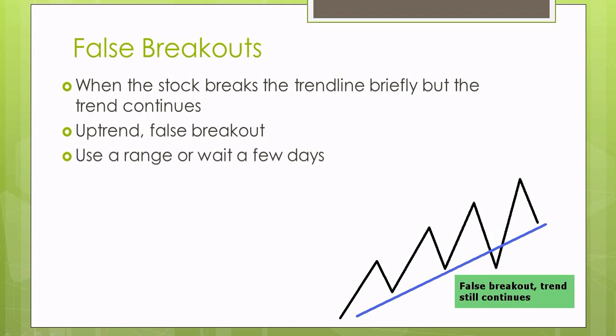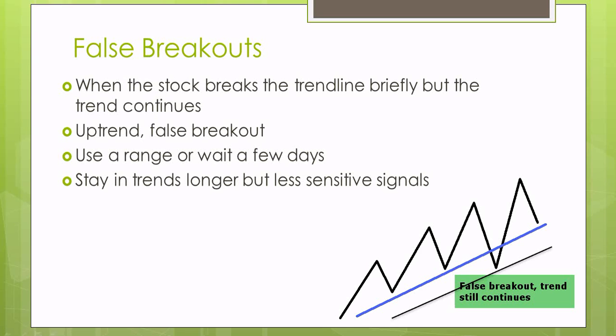One way to counter false breakouts is to use a range instead of just a single line to act as a signal in which the trend is changing. Another way is to wait for a few days after the trend line is broken to confirm that the breakout is valid. So what I mean by using a range is, rather than just taking the breaking of the blue trend line as the signal that the trend is broken, you add a range of maybe 2 to 3% depending on the volatility of the stock. So when the stock breaks through this range, then you consider it to be a valid breakout.